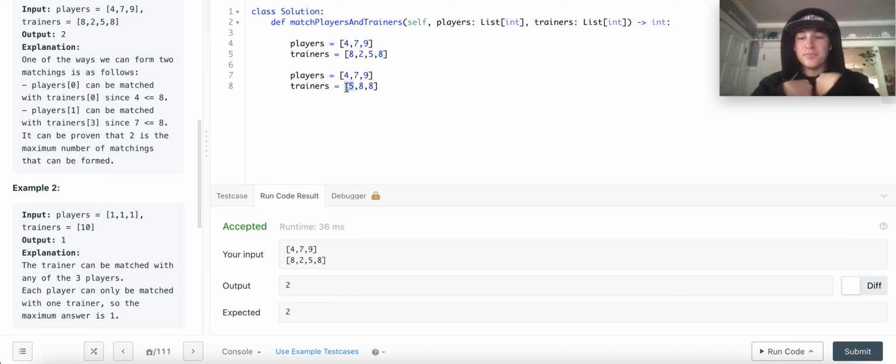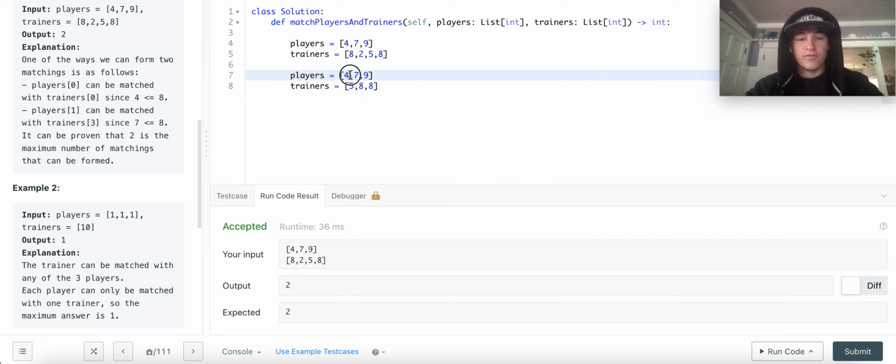You don't want to match me with someone bigger than the minimum trainer that can match me, because that bigger person could be better used for a player that's bigger, right? So that's another way of thinking of this problem. Kind of intuitively, you can think that the optimal solution would be to minimize the difference between players and trainers, right? Because if I can be used by something that's small, it only gets worse if I get used by something larger, because a subsequent player may need something larger. So that's the general idea.